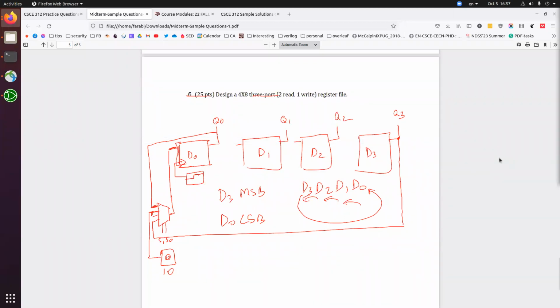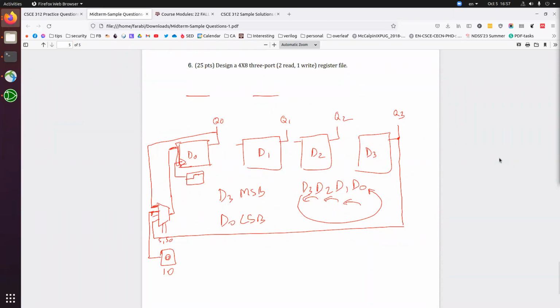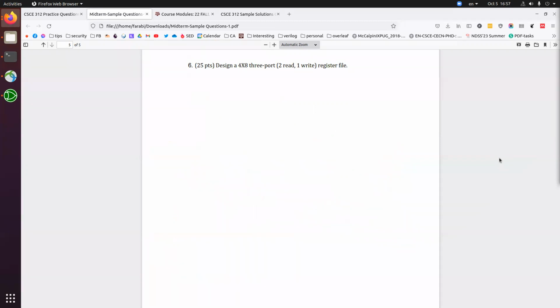I'll go to this one. If no one has a problem with the register, then we'll go to register 5. Anyone has a problem with register? No. I'm assuming no one has a problem.